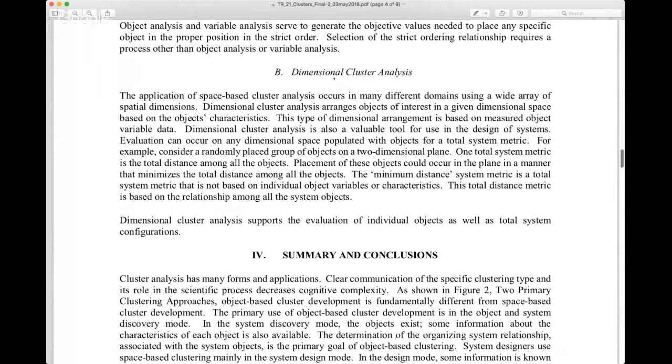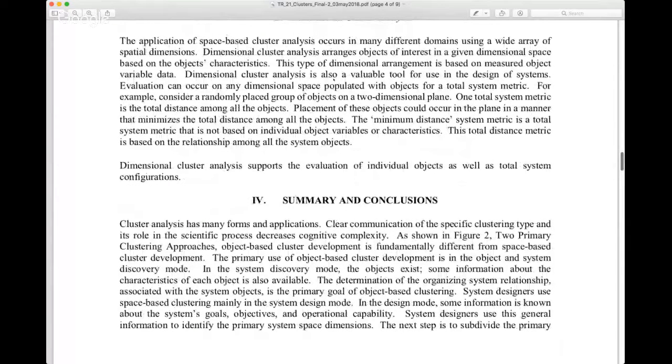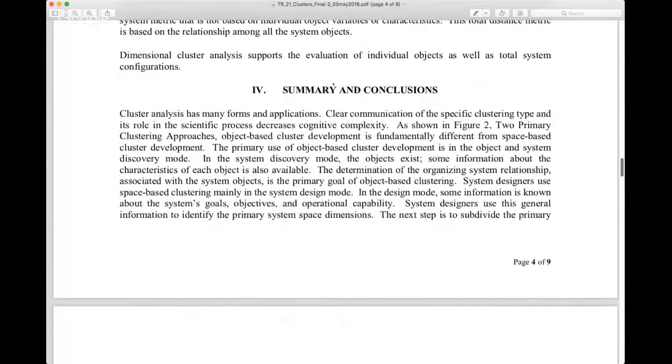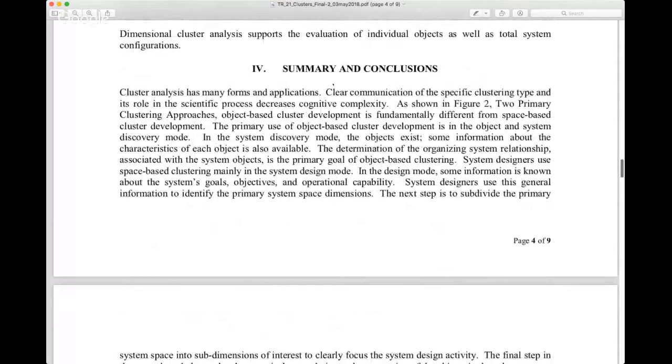So anyway, cluster analysis has many forms and applications. We're just starting to talk about the topology, where they would go, what it would look like. There are two primary approaches. Object-based cluster development is fundamentally different from space-based. One is really kind of a system discovery. The other one's kind of a system design.